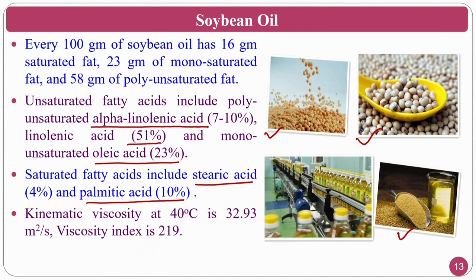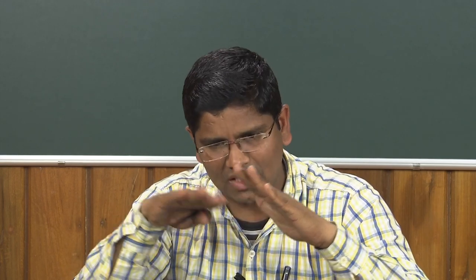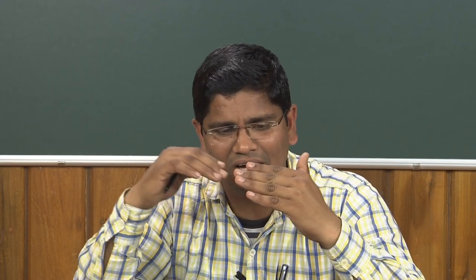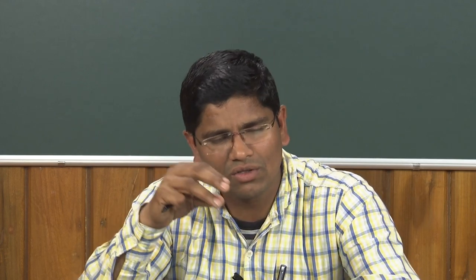At the same time, the kinematic viscosity of this one at 40 degrees is 32.9, that is approximately 33 square millimeters per second, and the viscosity index is 219. That means that it is a low viscous fluid. If the viscosity of this fluid is very low, that means that it can penetrate into the nooks and corners of the metal cutting. Assume that I have a cutter, I have a chip, it is moving. If the viscosity is low, that means that it can penetrate by capillary action into the intricate regions of the metal cutting.